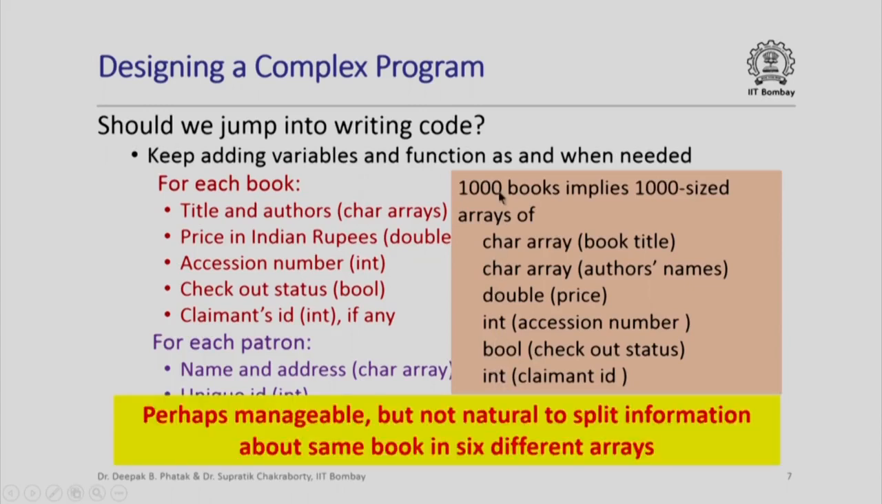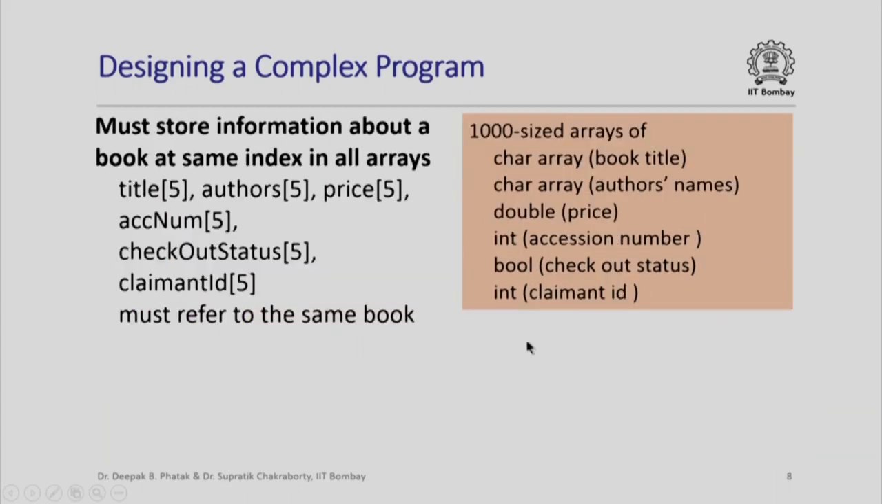Well, if I organize the information like this, perhaps it is manageable. I have 6 different arrays, each of size 1000 and each of possibly different data types. But you would certainly agree that it is not natural to split information about the same book in 6 different arrays. And let us see what kind of a situation might arise if I did indeed store information about the same book in 6 different arrays.